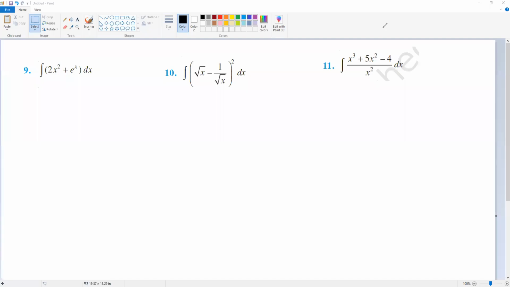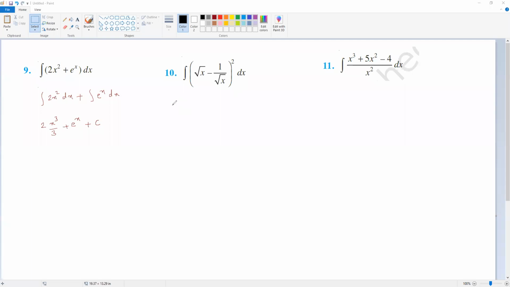See the next question, ninth question. It is the integral of 2x square dx plus integral e to the power x dx. So 2 is a constant, integral x square is x cube by 3, plus e to the power x, the integral is e to the power x itself, plus constant of integration.